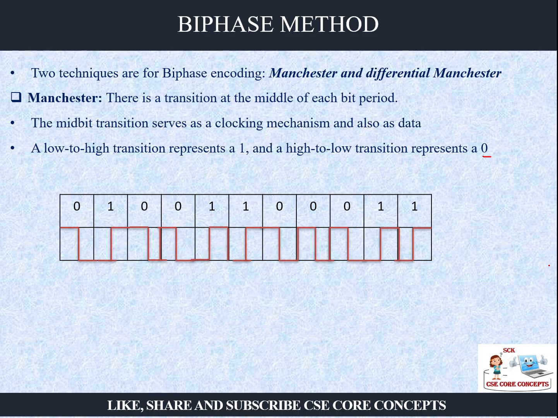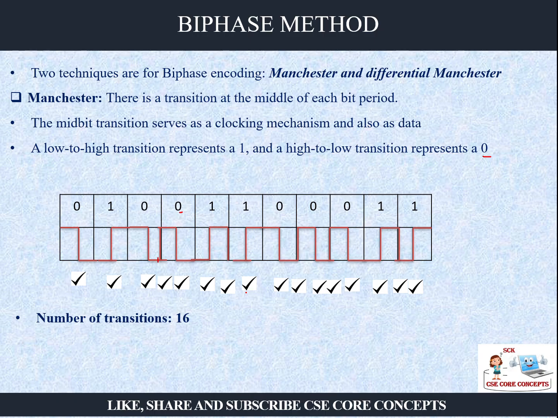Now let us count the number of transitions. You can see there are many transitions, because if it is a high to low and again there is a 0, again we had to do a transition to go from high to low, right? So let us count 1, 2, 3, 4, 5, 6, 7, 8, 9, 10, 11, 12, 13, 14, 15, 16. So we have 16 transitions.